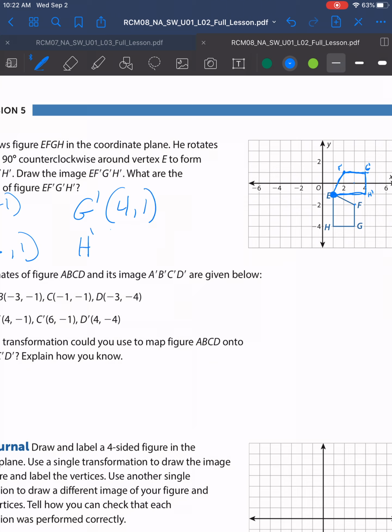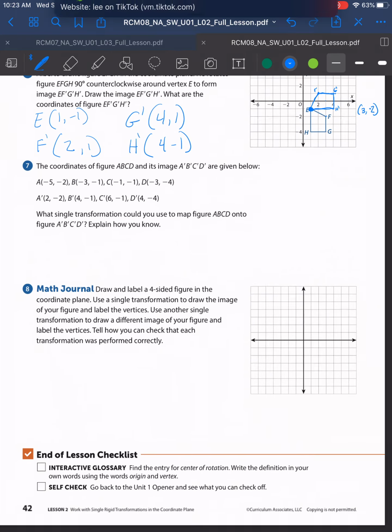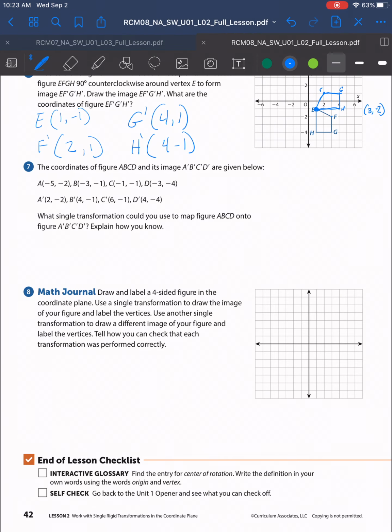And then H prime would be over 4, down 1. Okay. Number 7. The coordinates of ABCD and its image ABCD prime are given below. What single transformation could have happened just based on looking at the coordinates?